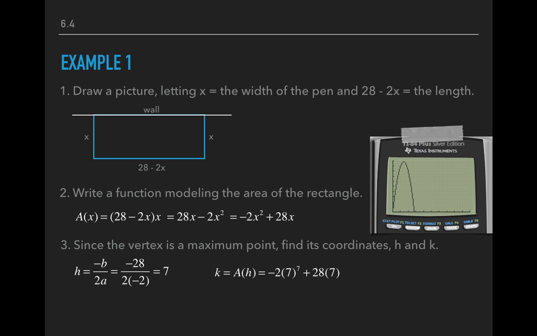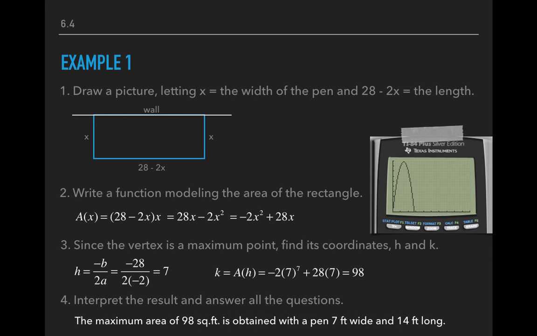And that will give us an area. If you plug in 7 for your width, for your x value, you'll have an area of 98. And that would actually be square feet. So let's interpret what this all is telling us. We're going to have a maximum area of 98 square feet, and it's going to be obtained when our pen for our puppy is 7 feet wide.